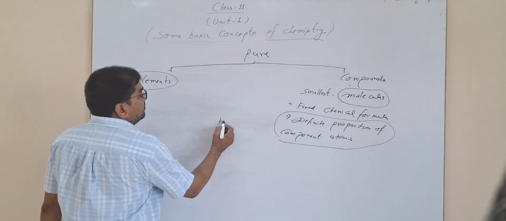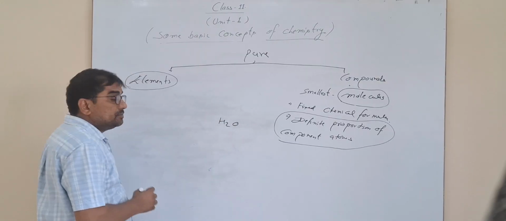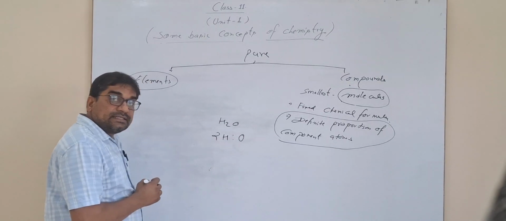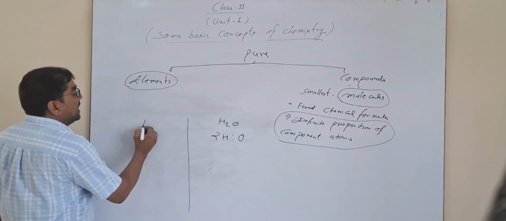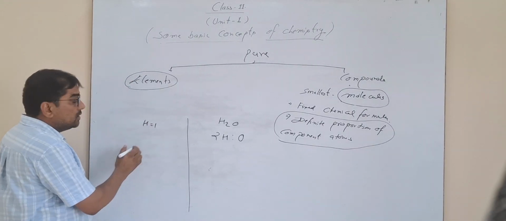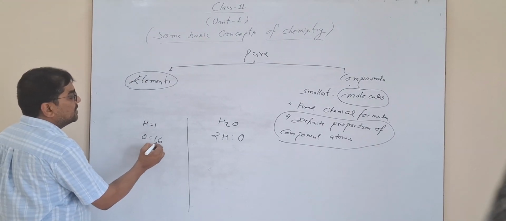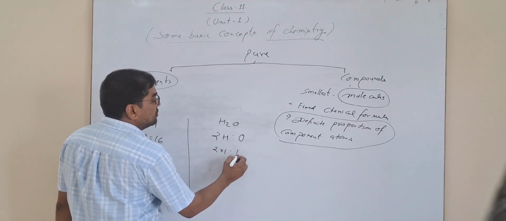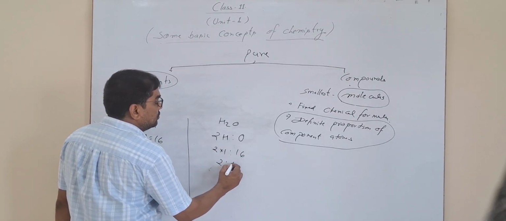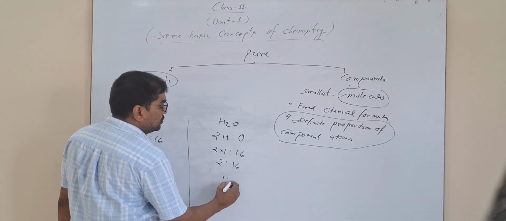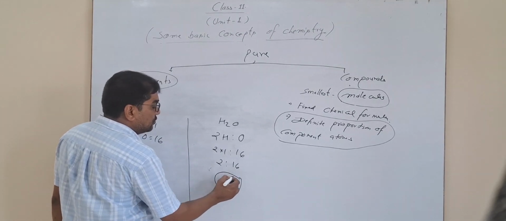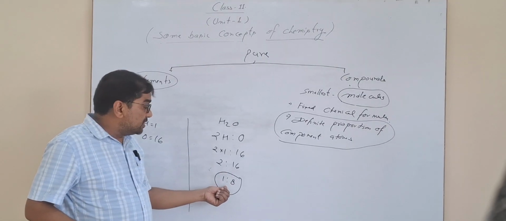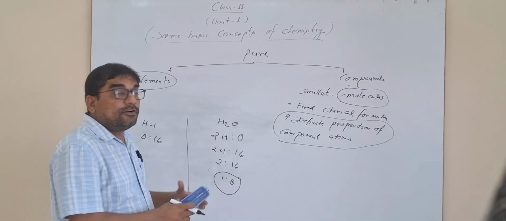A simple example is water, H2O. 2 hydrogen to 1 oxygen. Since we know hydrogen has atomic mass 1 and oxygen has atomic mass 16, putting the values here, 2 multiplied by 1 ratio 16, 2 ratio 16, therefore 1 ratio 8. When hydrogen and oxygen react by mass in 1 ratio 8, water is formed.